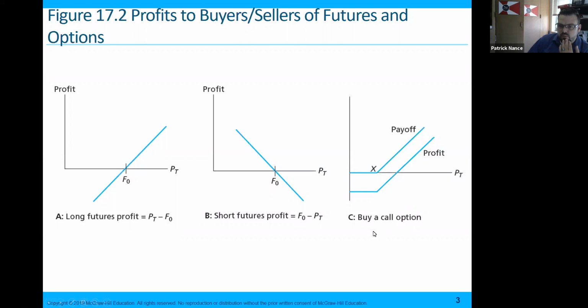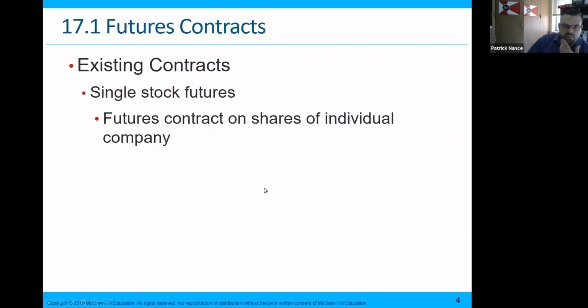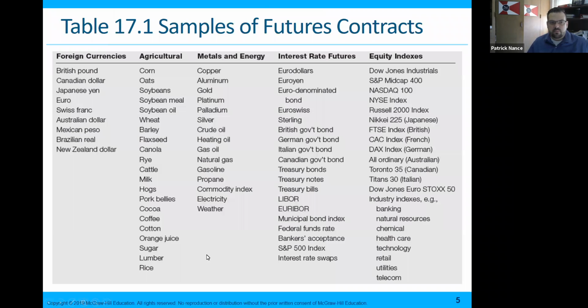Versus what it looks like to buy a call option over here. So existing contracts: single stock futures, a futures contract on shares of an individual company, where I agree to buy certain actively traded stocks. Not indexes, excuse me, this would be for individual stocks for a company. We have index ones later. So these would be examples of different types of futures contracts.